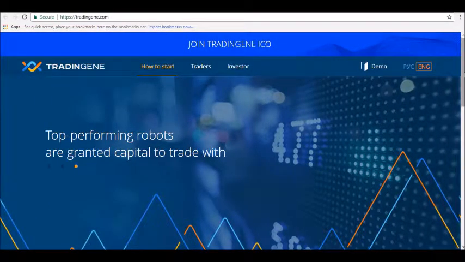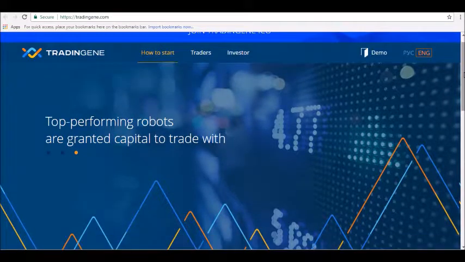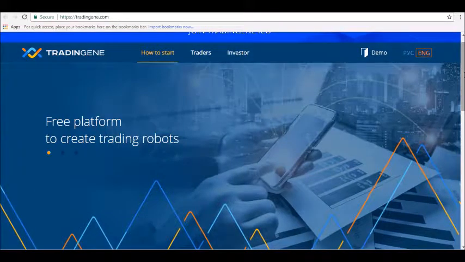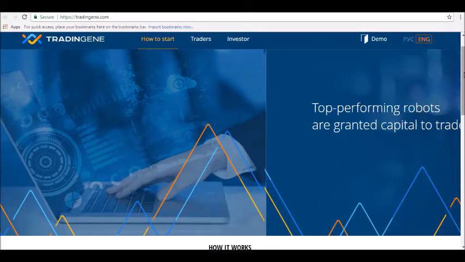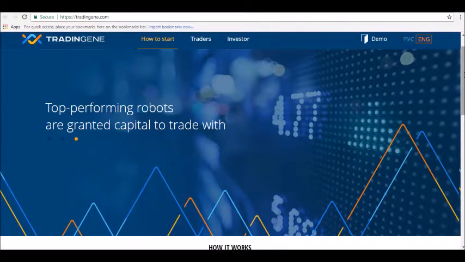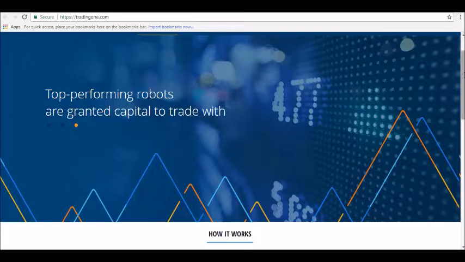Tradingene, found online at tradingene.com, is a platform where users can build and test their trading strategies to create trading robots. If your robot is a top performer, then you'll be granted capital to trade with. The platform is free for anyone to use.